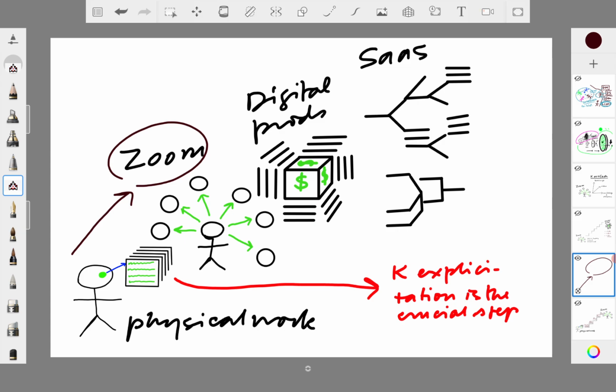All right, so let's take a look at the specific steps or the specific obstacles you have to overcome in order to become a virtual teacher.